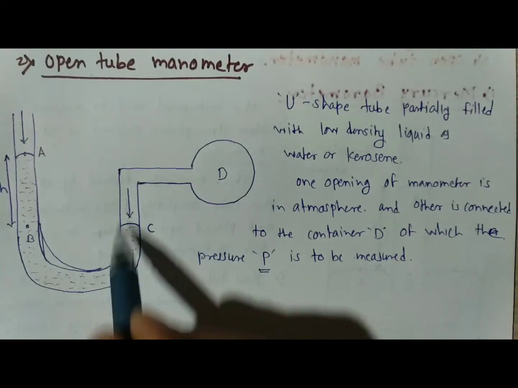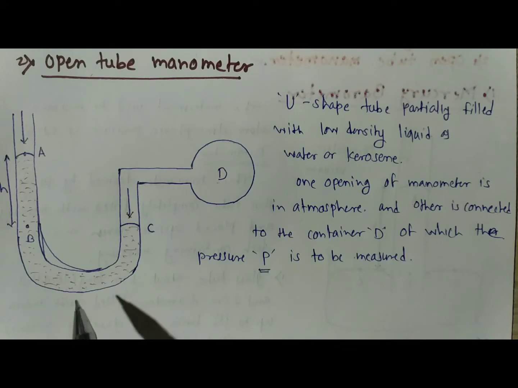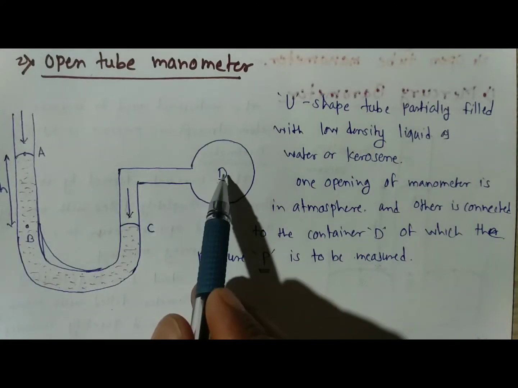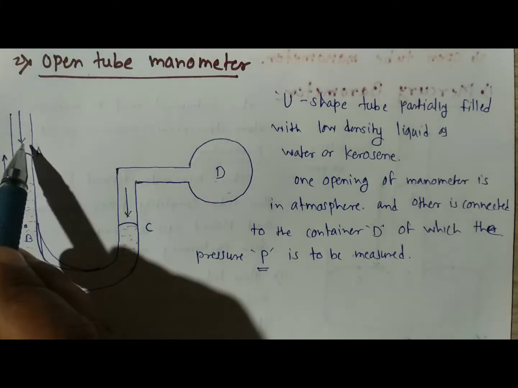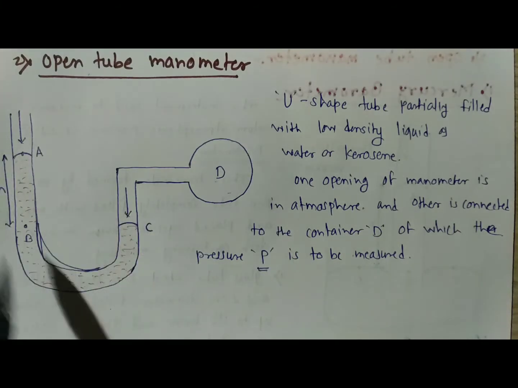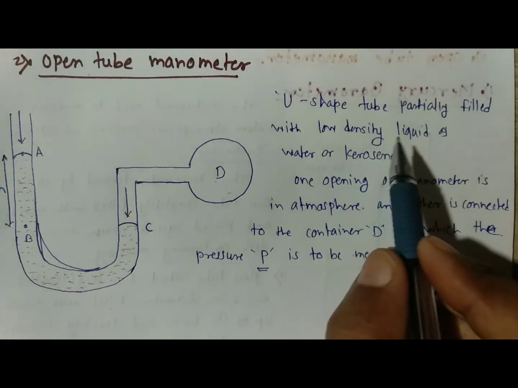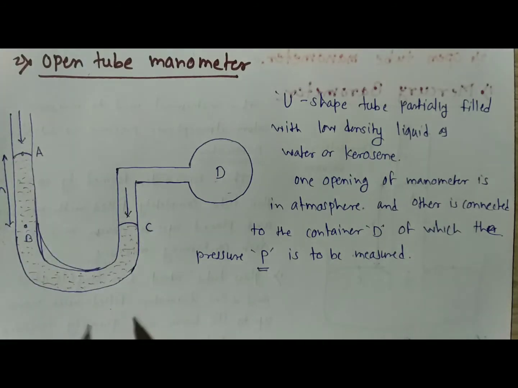For this purpose, first of all we take the U-shaped tube. One arm is opened to the atmosphere, and another arm is connected to that container whose pressure we want to find out. This U-shaped tube is filled with water or kerosene having a low density, because it creates a height difference, and by using that height difference you can find out the pressure inside the container.